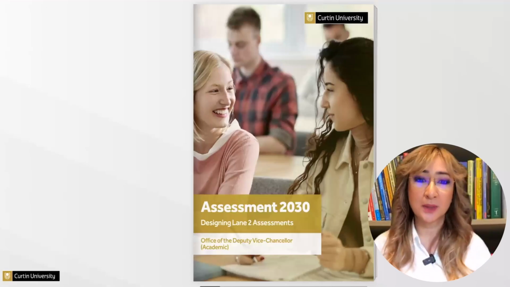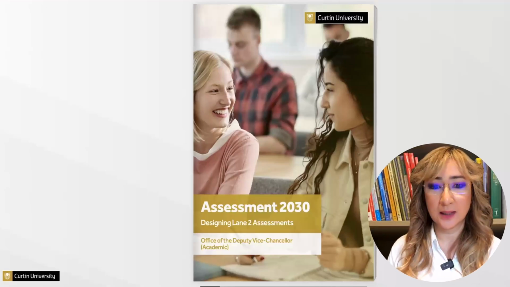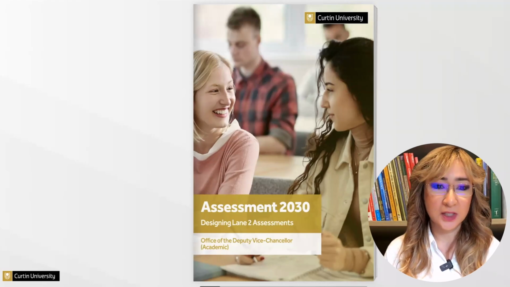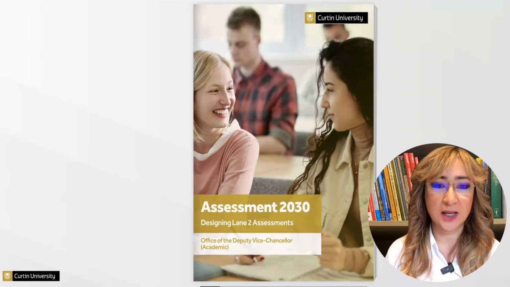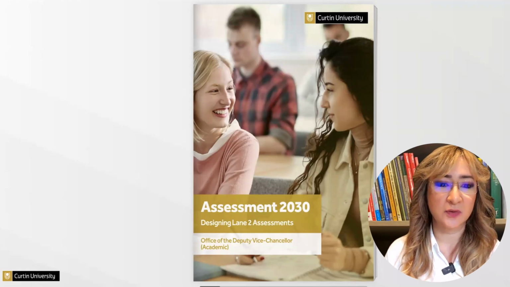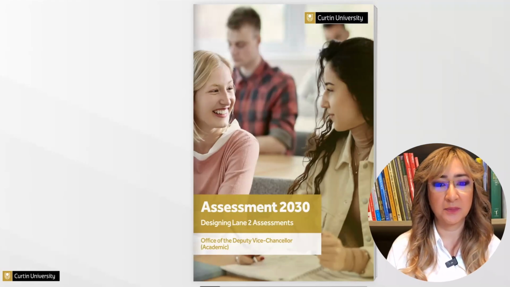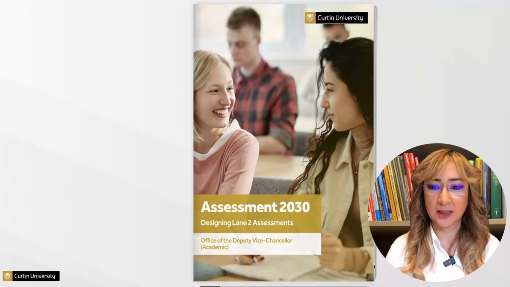It's from Curtin University in Australia, and they give some great suggestions of assessment in this AI-infused world. Okay, so I'm going to put the link to this document in the comment section below. And this is from Curtin University. It's for Assessment 2030, Designing Lane 2 Assessments, and it's from the Office of the Deputy Vice Chancellor. So let's just go to the next page. It's a very short document, but I thought I might just highlight some of the main points.